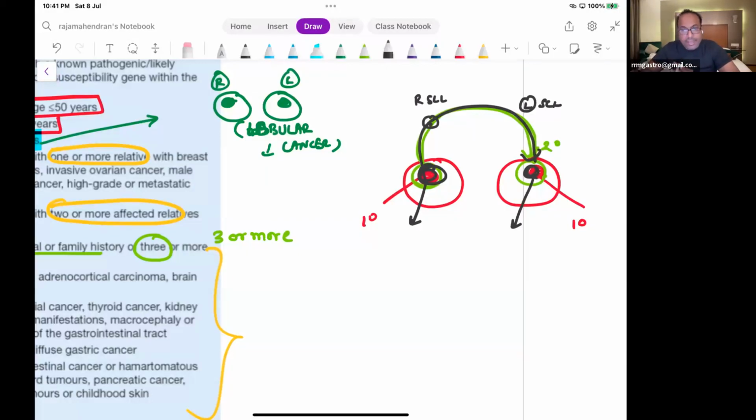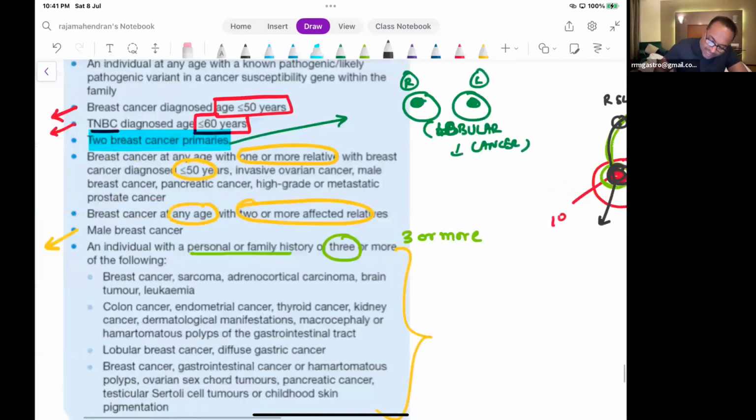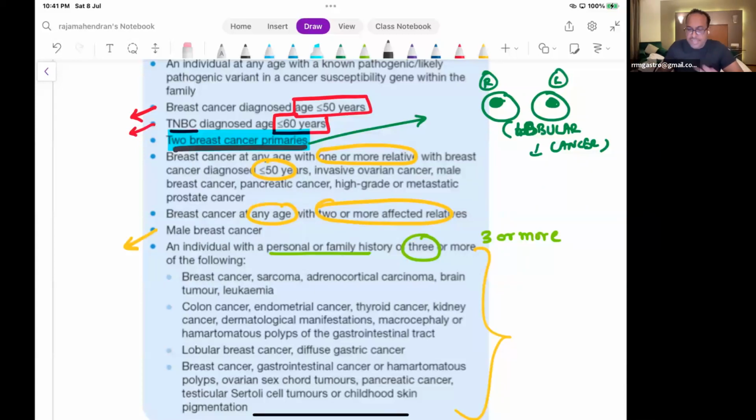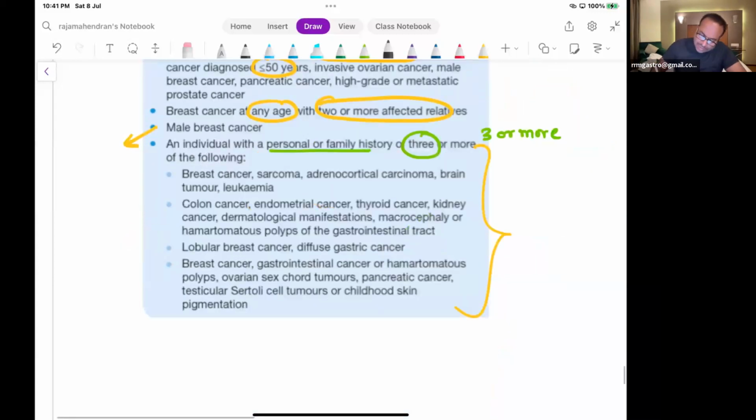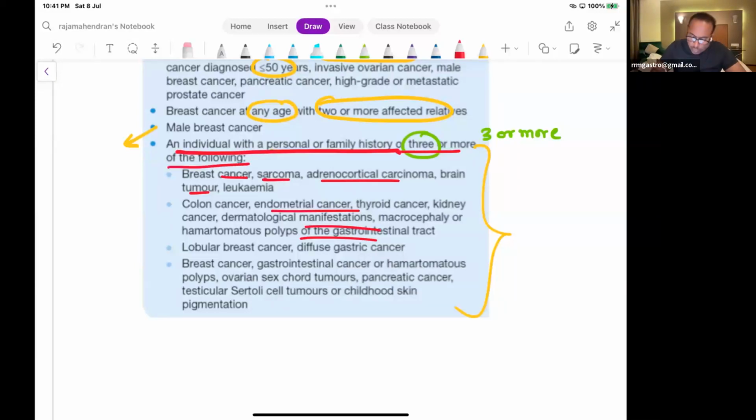But this is an MS postgraduate question, it will not be asked for you, so don't worry. So if separate cancers come in both breasts, we have to evaluate. Just remember this point, that's all. Otherwise, breast cancer, colon cancer, sarcoma, adrenocortical, brain tumor, and other cancers together: any individual with a personal or family history of 3 or more of the following, if someone has 3 cancers in their family, we have to take it into account.